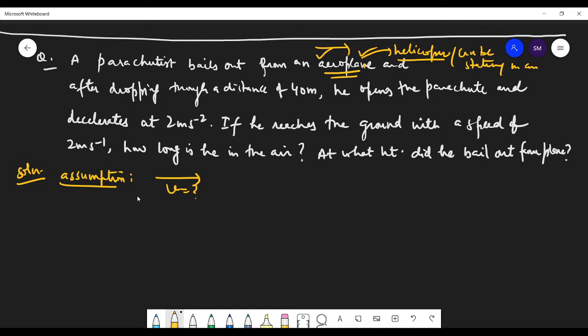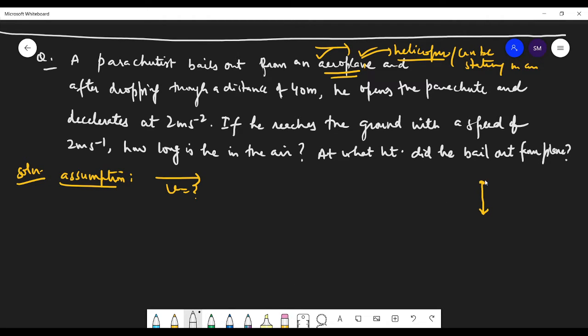Very good question, students. Sir, what does this mean? It means two cases are there. If you are taking a helicopter and it is stationary, it will be just dropped and u will be 0. Very good question, students. Try to understand this.